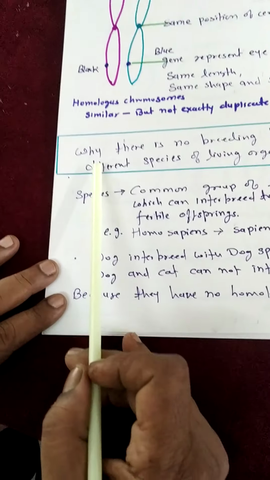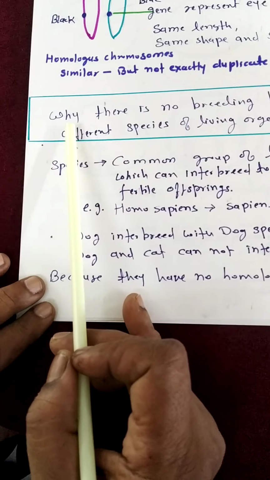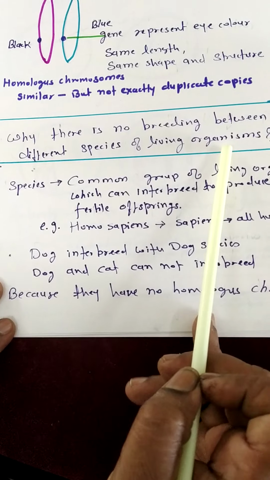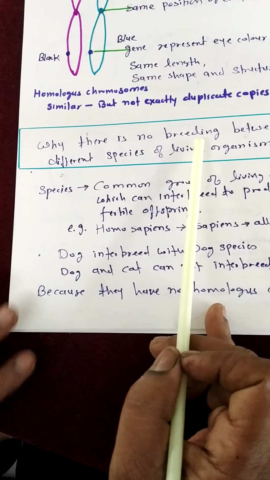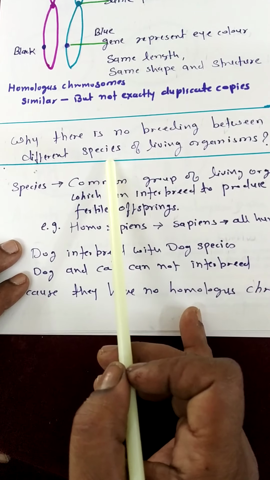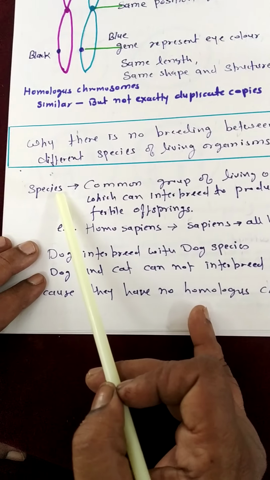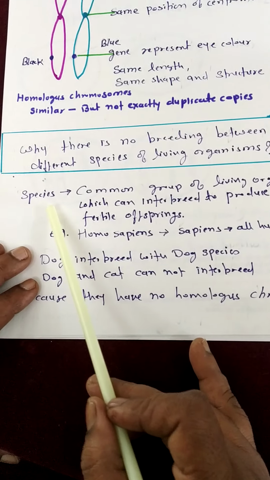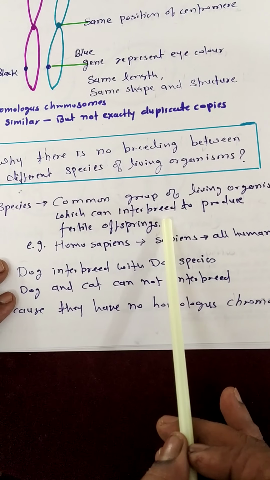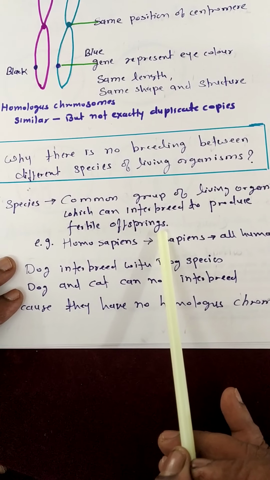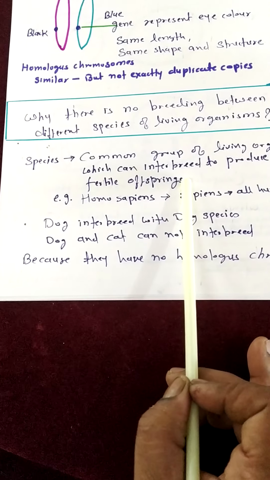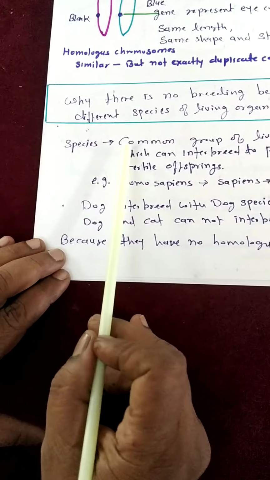One question related to homologous chromosomes is here. Why is there no breeding between different species of living organisms? It means there is no reproduction between two different species. Now this new term here is species. What is the meaning of species? A common group of living organisms which can interbreed to produce fertile offspring. A common group in which breeding can take place, that group of animals or plants, is called a species.